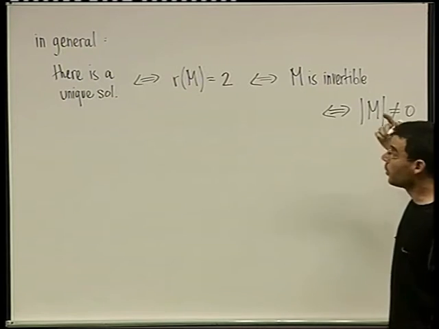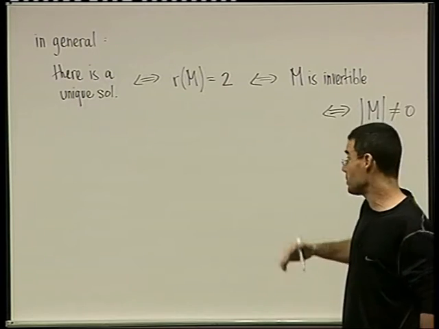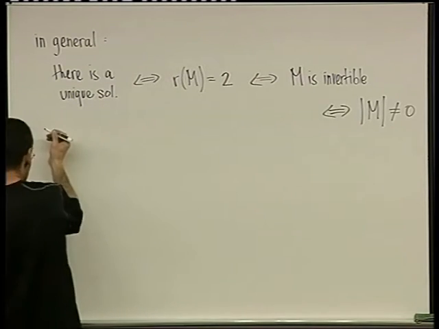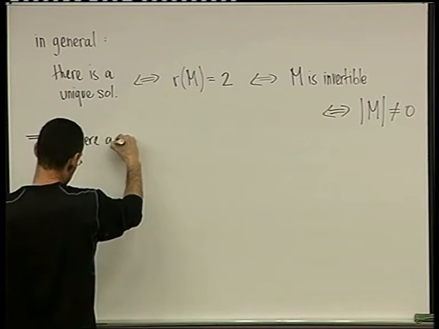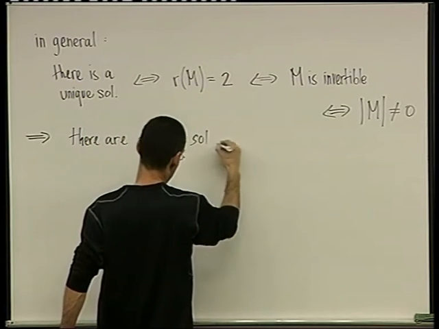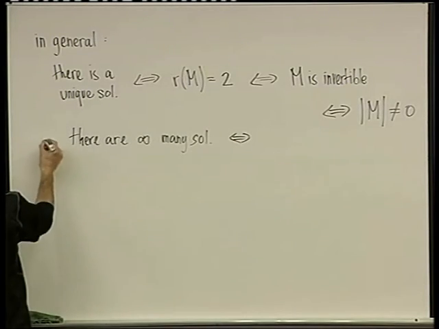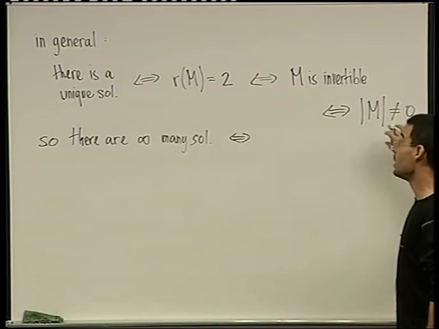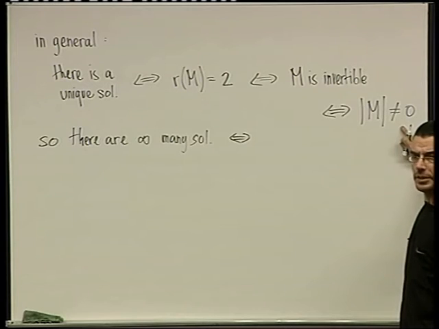Okay? So we're interested in the situation where there are infinitely many solutions, which is the complement of this for a homogeneous system. It's either this or infinitely many. So in our case, there are infinitely many solutions if and only if the rank is less than 2. That's one way of saying it, but I want to pick this one: the determinant is 0. The determinant is 0.